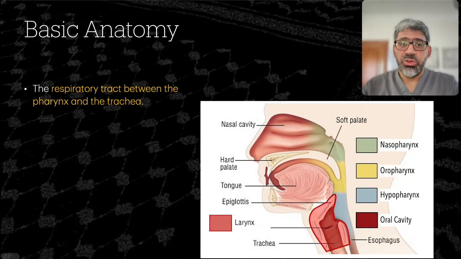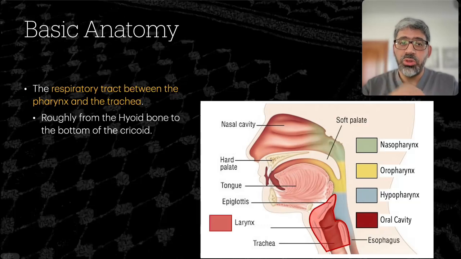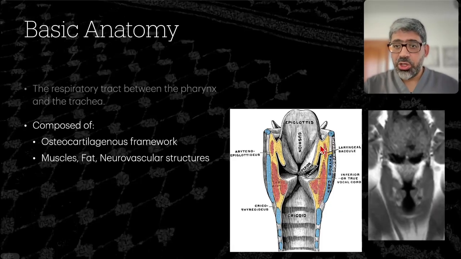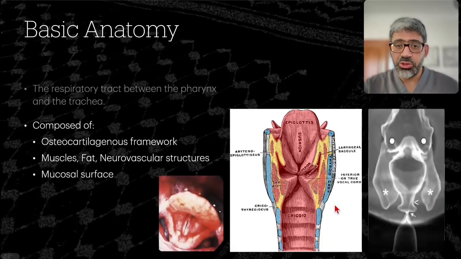Laryngeal anatomy: generally the larynx is the part of the respiratory tract between the pharynx and the trachea, and it's bordered by the hyoid bone from the top side and by the bottom of the cricoid cartilage from the lower side. It is composed of an osteocartilaginous framework in blue, also muscles, fat, and neurovascular structures, which are mainly the submucosal structures. And then we have the mucosa covering all these structures. When the patient is examined clinically, the mucosal surface is what they see.